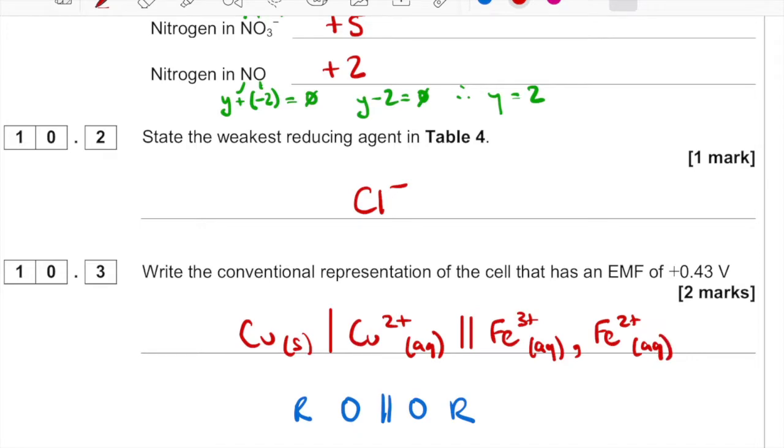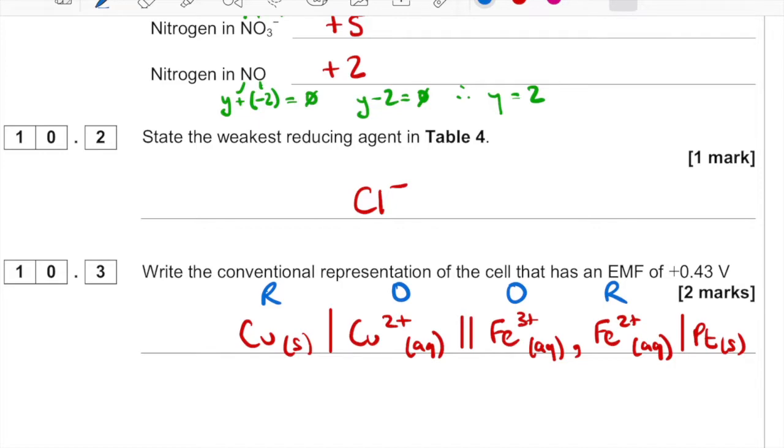And now this is an example where we don't yet have a solid at the end. So we've got to make sure we have an electrode, and so we're going to put our platinum electrode. So a few things just to say about that. I'm just going to rub out this and then put that above. So there's our oxidized species, and then our reduced.